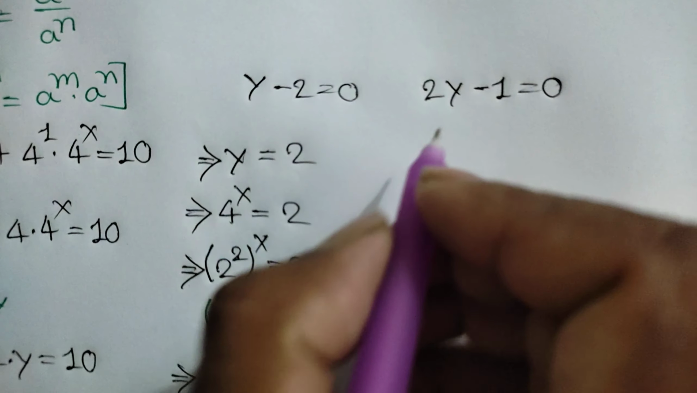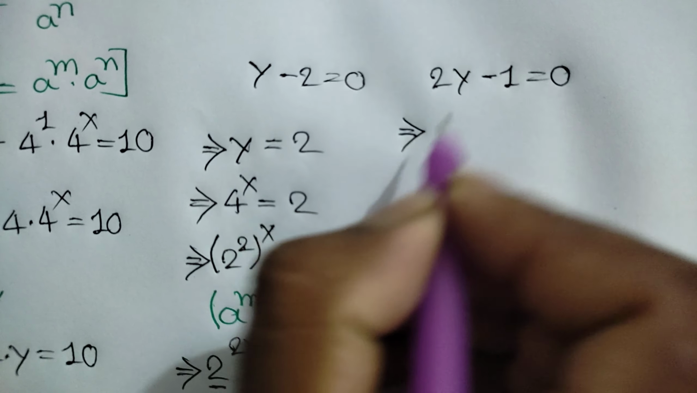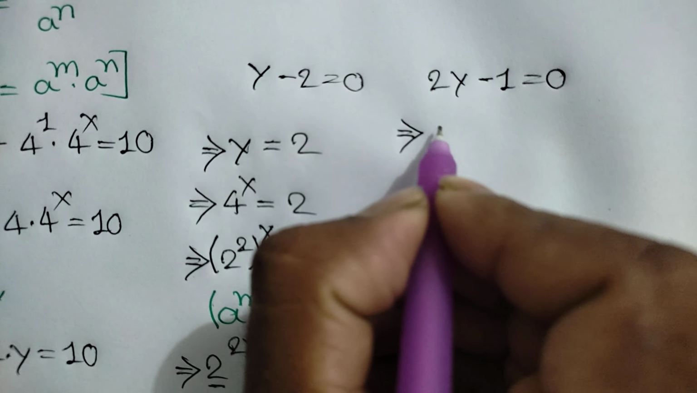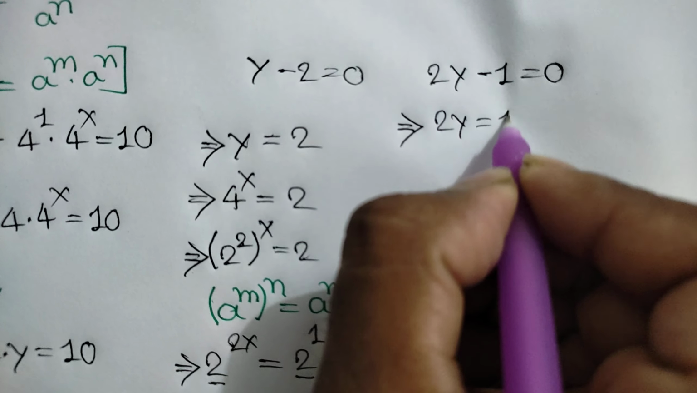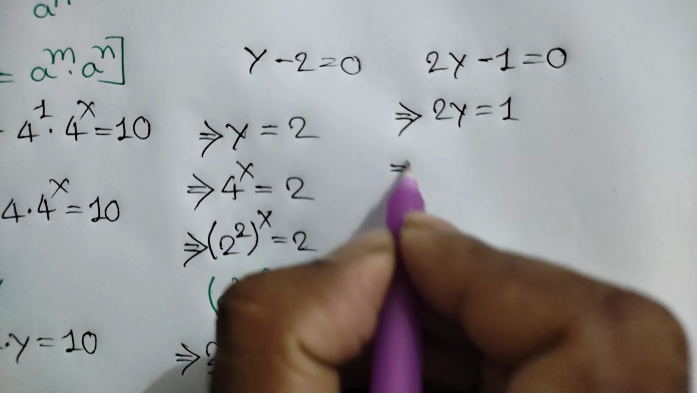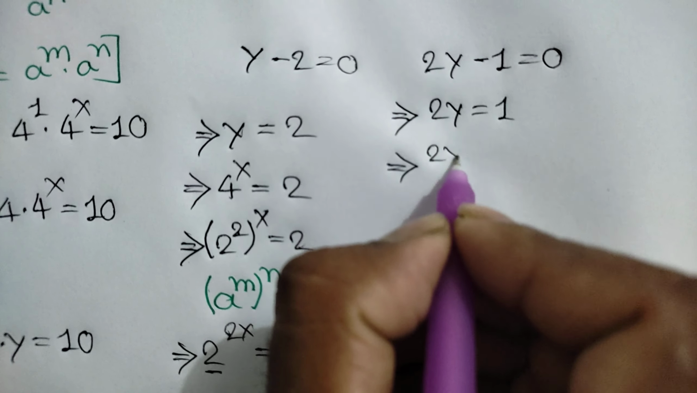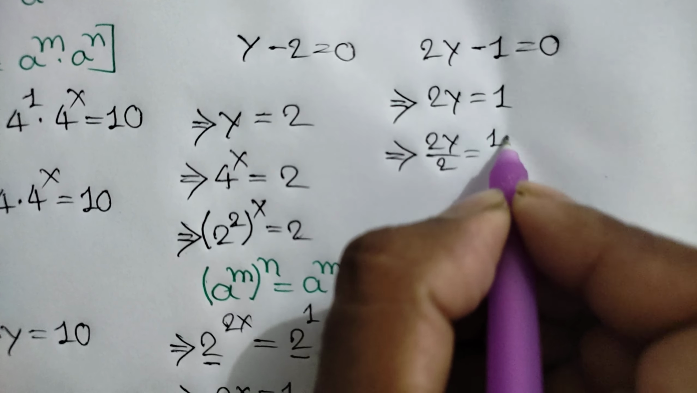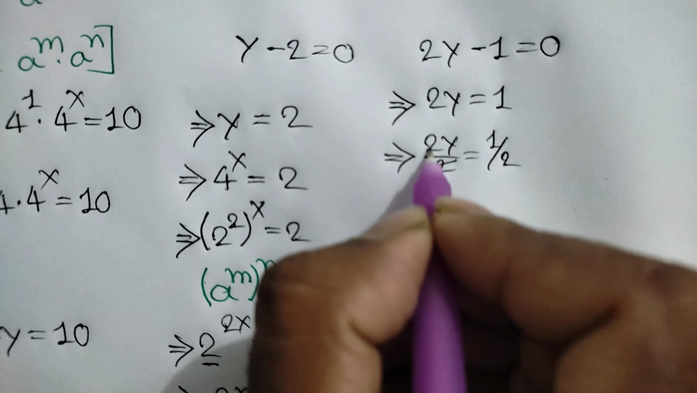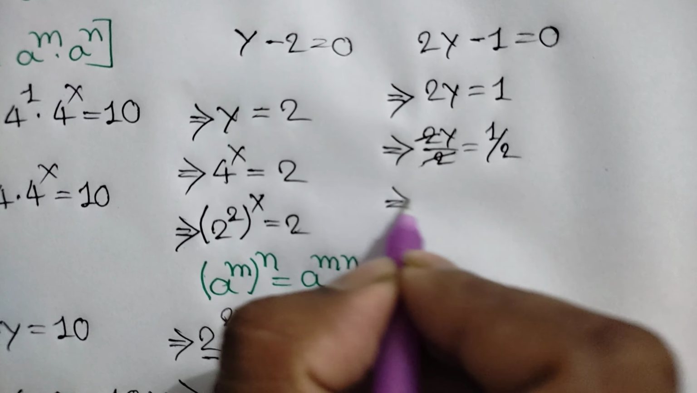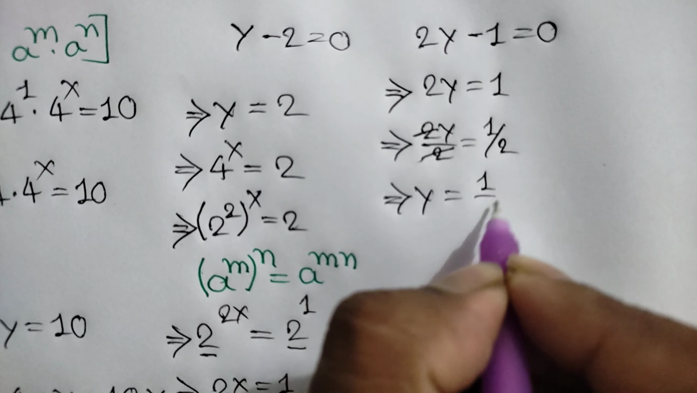Now the second case. Taking this negative 1 to the right side, we will get 2y is equal to 1. Now dividing both sides by 2, we can write 2y over 2 is equal to 1 over 2. Now these two cancel out these two, so here we will get y is equal to half.